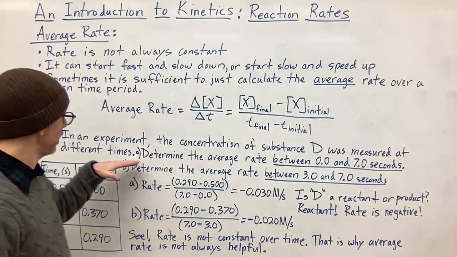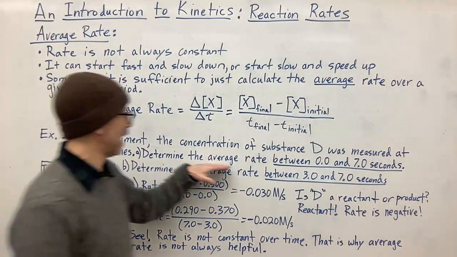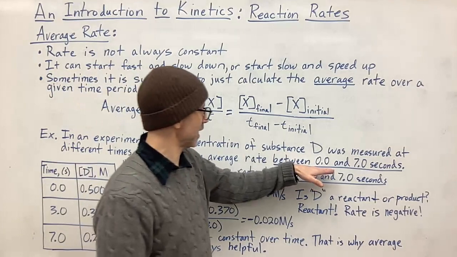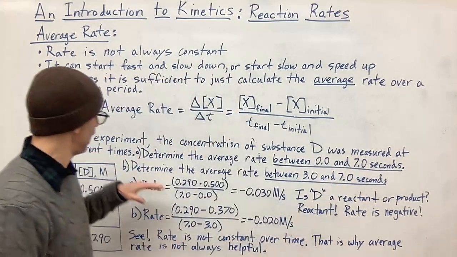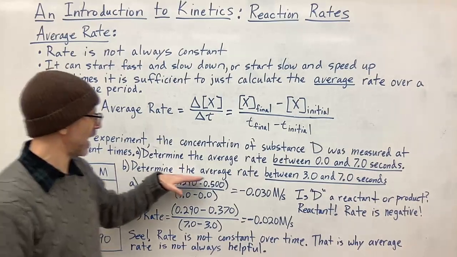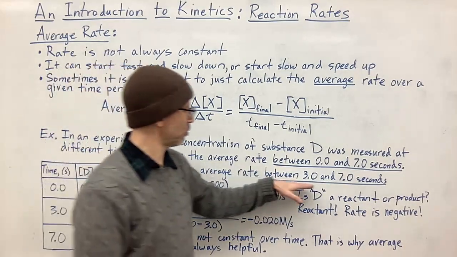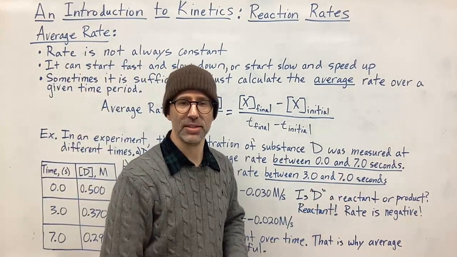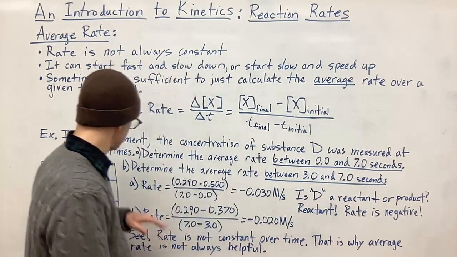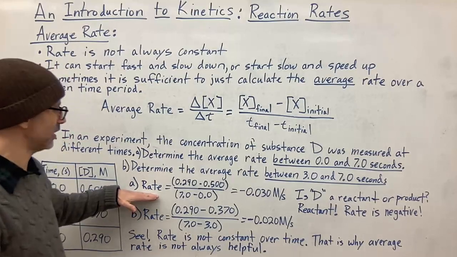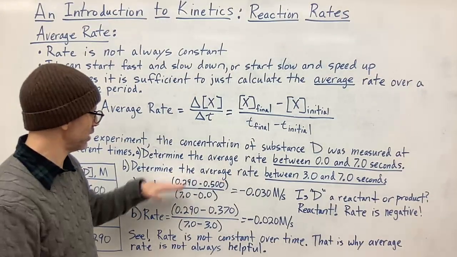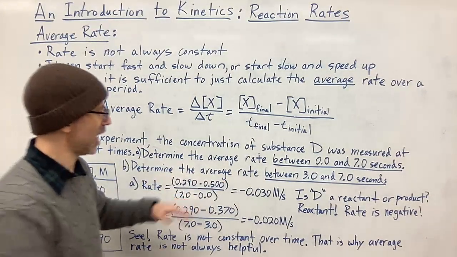So we have two things. A, determine the average rate between seconds 0.0 and 7.0. And also B, determine the average rate between 3.0 and 7.0 seconds. So let's do A first. We're going to take the concentrations. We're going to find the change in the concentration over the change in time for D.